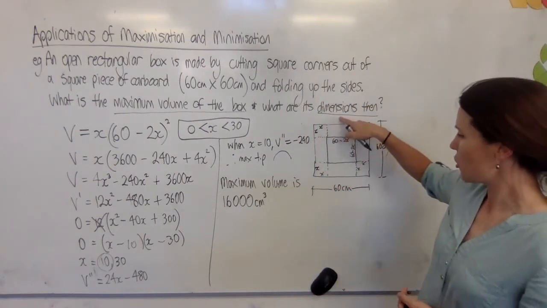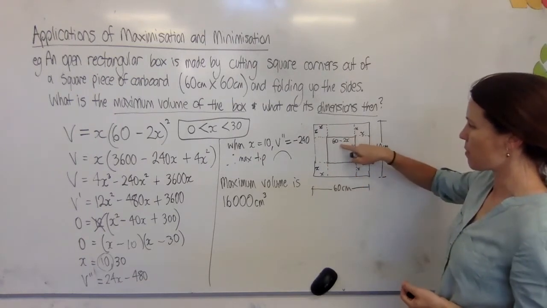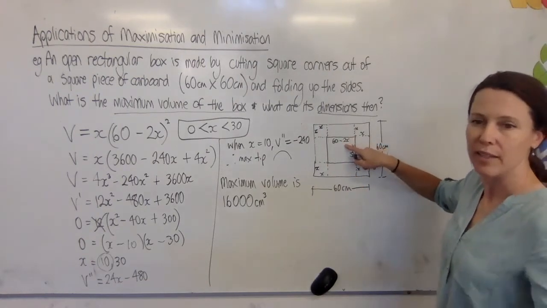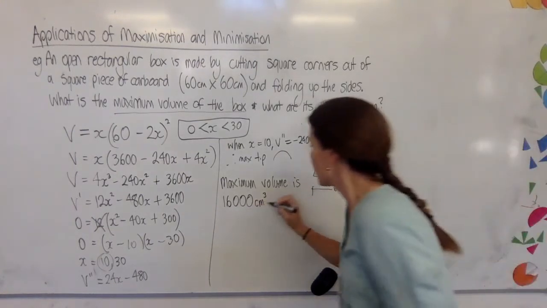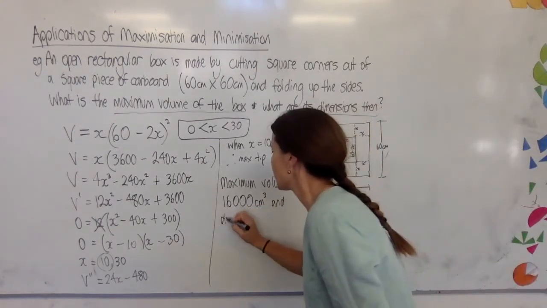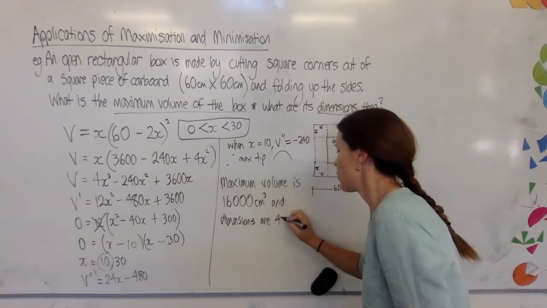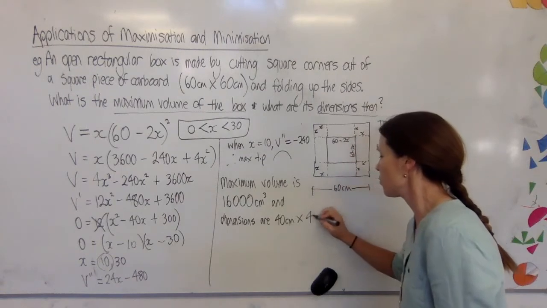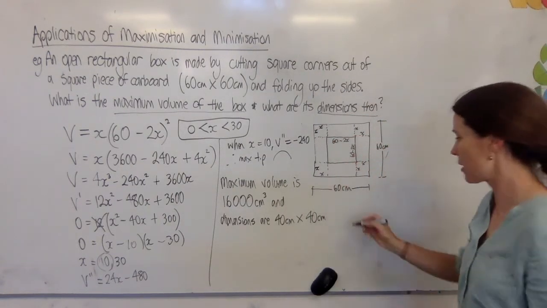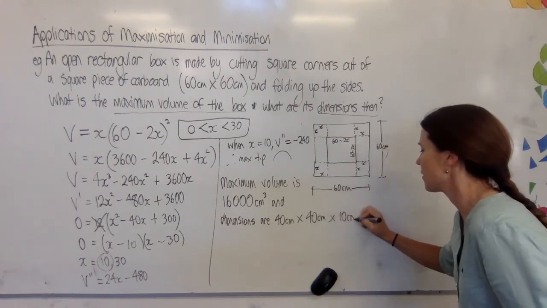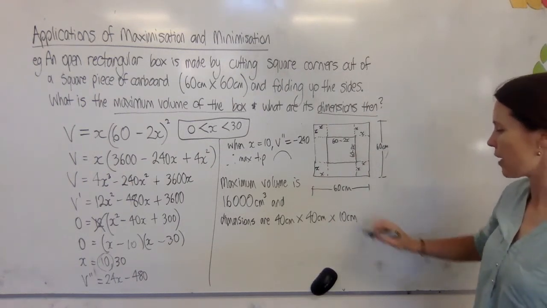And what are the dimensions then? Well, refer back to your picture. The base will be 60 minus 2x. So if x is 10, it'll be 60 minus 20, so that's 40. So we'll write, and dimensions are 40 centimetres by 40 centimetres, because it's the same there and there, and the height would be x, which is 10. And then just double check that you've answered both parts of the question, and we have, so we're finished.